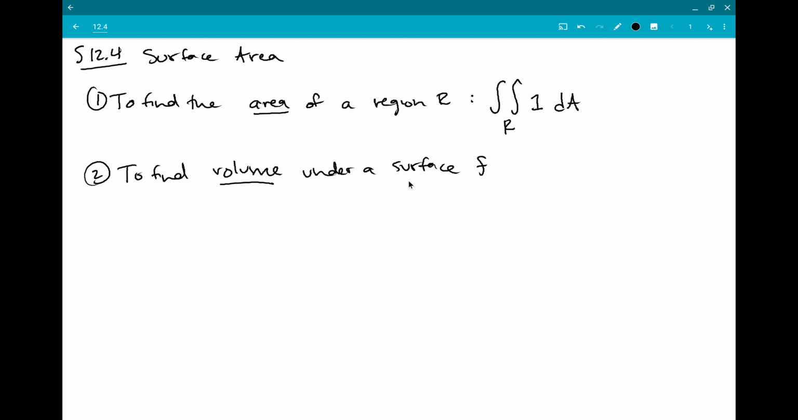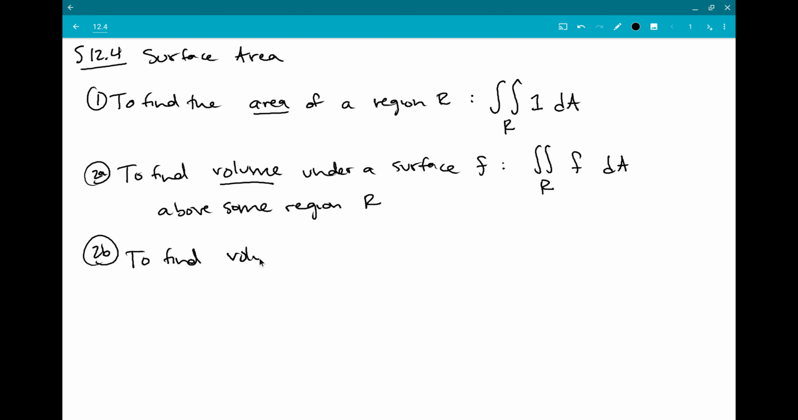So if you wanted to find volume under some surface F, above some region R, you could do this, a double integral over the region R of the function F, a double integral.